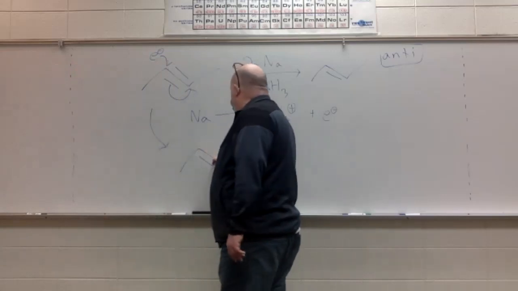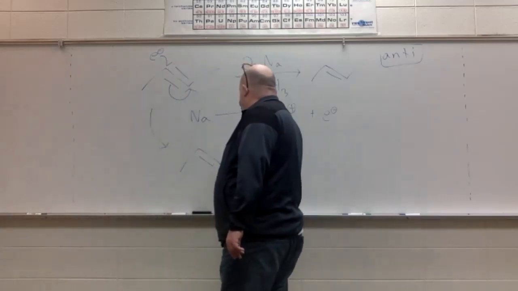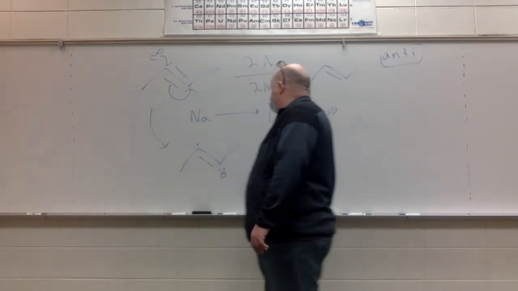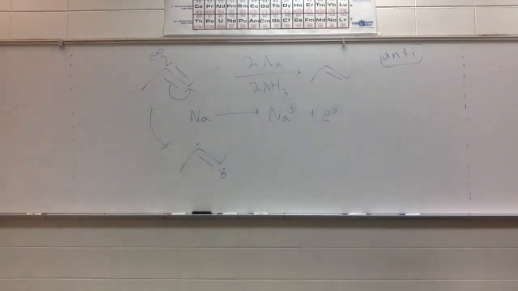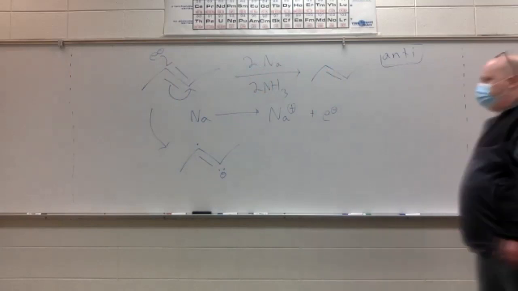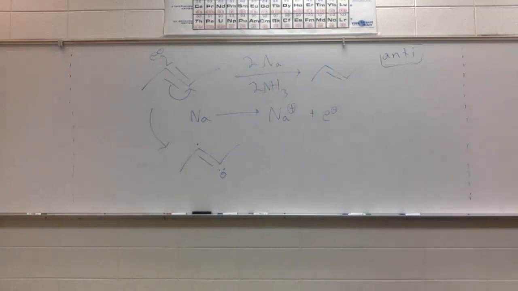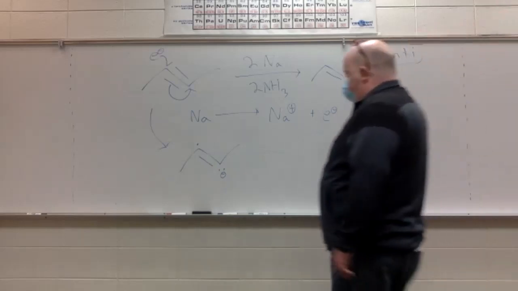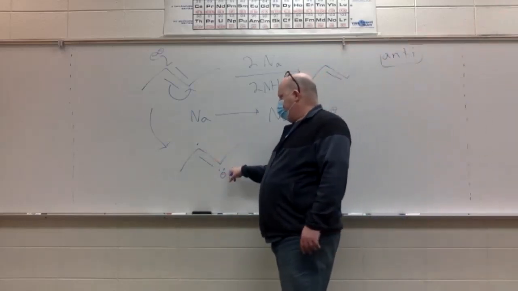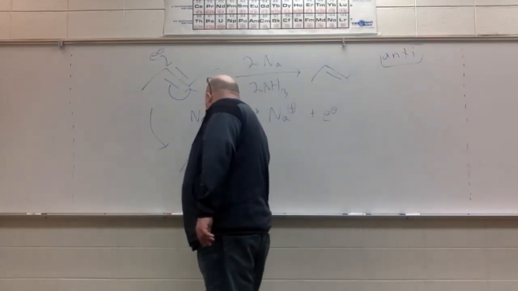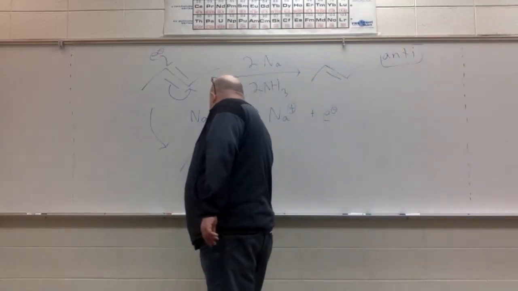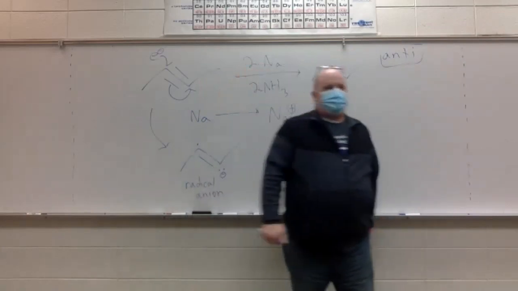So you end up with a really weird looking species. It looks like that. Single unpaired electron on one carbon, unshared pair of electrons on another one. Y'all remember what the term is for a single unpaired electron? It is a radical. Yeah. So this one's a radical, and at the same time, it's an anion. So, hey, this is an example of a radical anion.